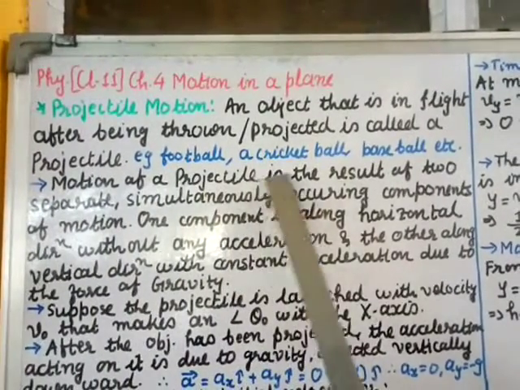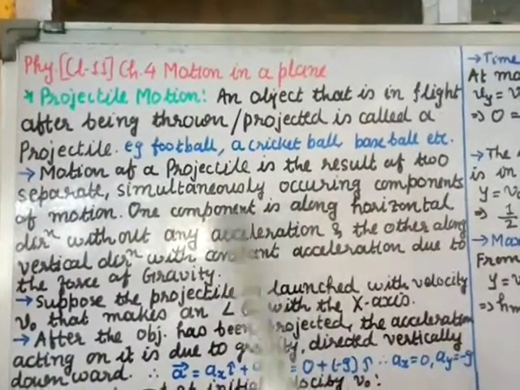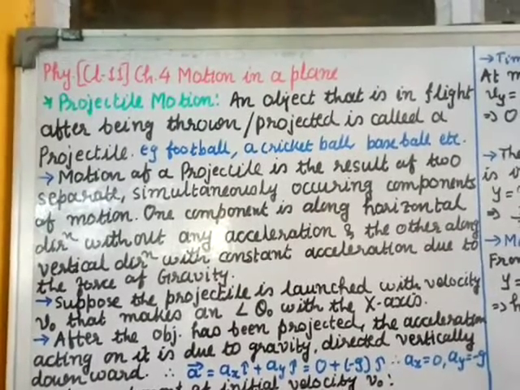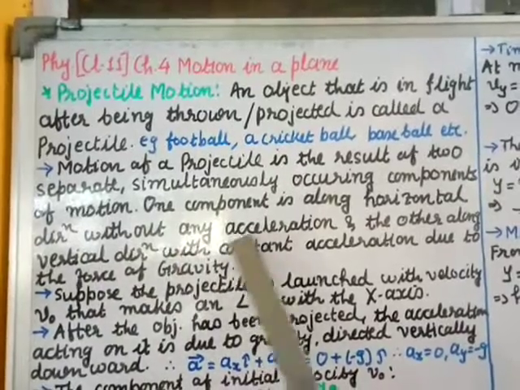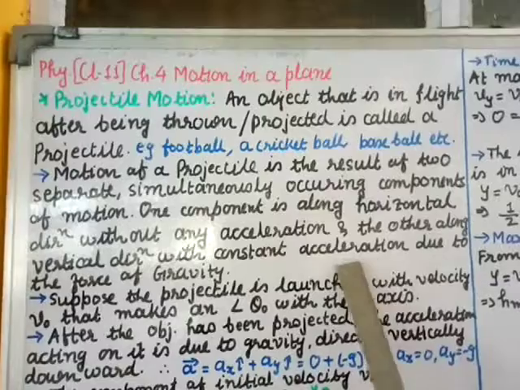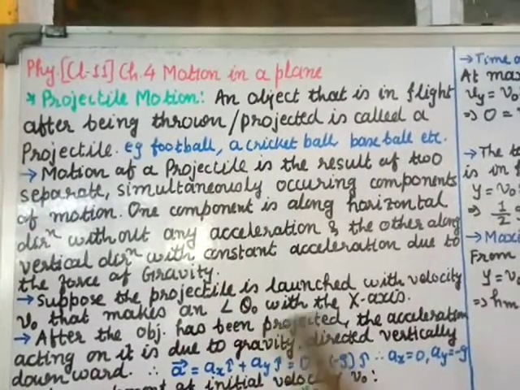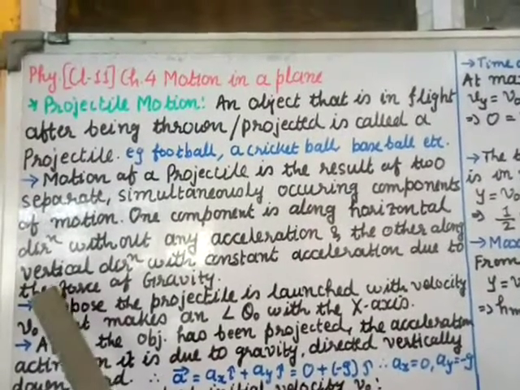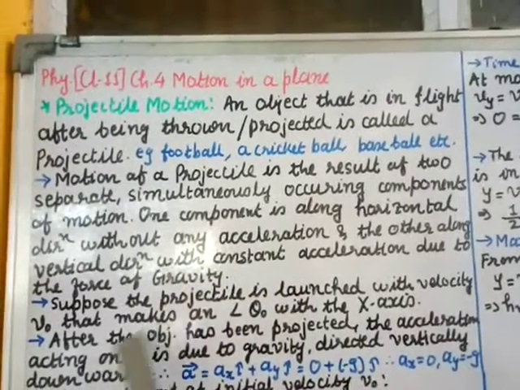Motion of a projectile is a result of two separate simultaneously occurring components of motion. So for motion of a projectile there are two components. One component is along the horizontal direction without any acceleration and the other along the vertical direction with constant acceleration due to the force of gravity. So it has got two components. One is along the horizontal which has got no acceleration, and the other one is along the vertical direction which has got constant acceleration due to force of gravity.